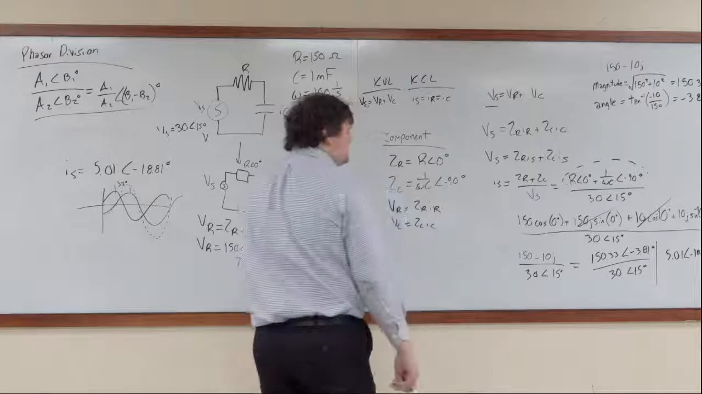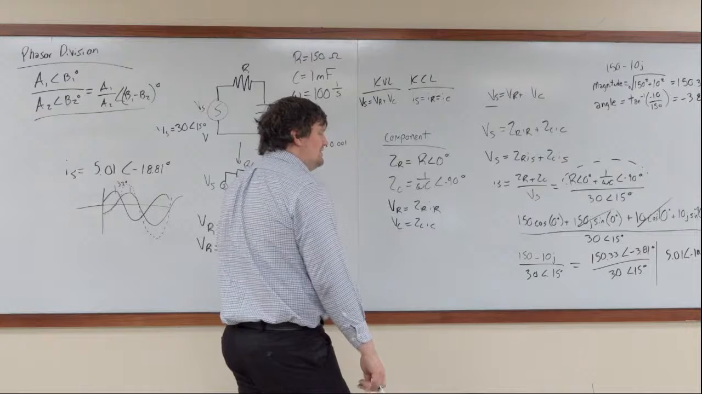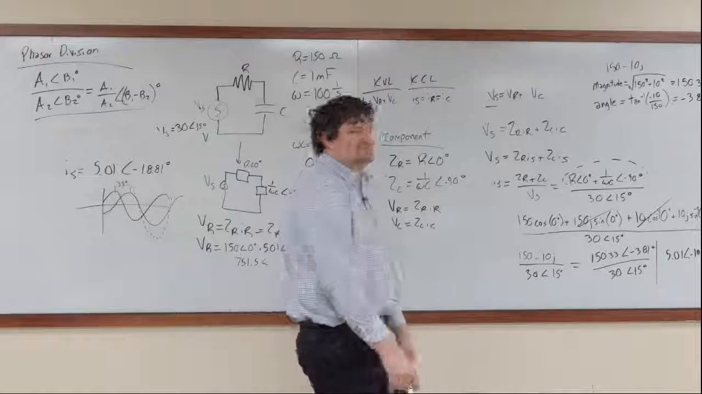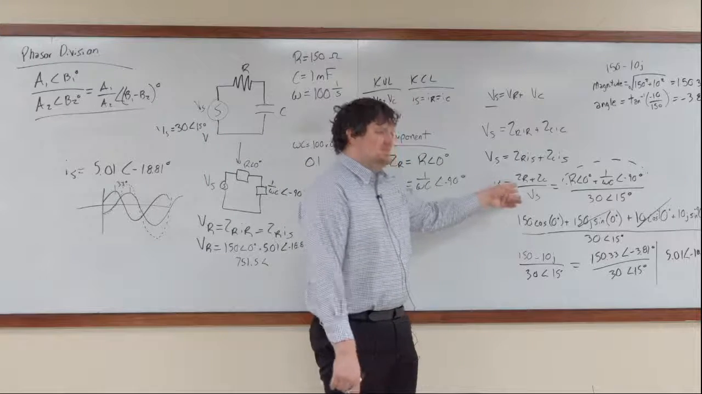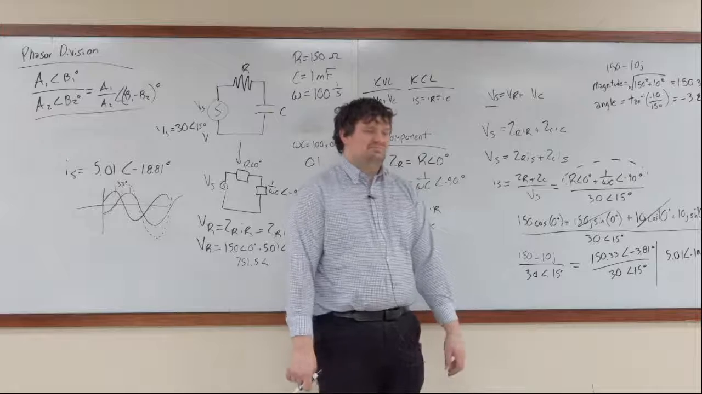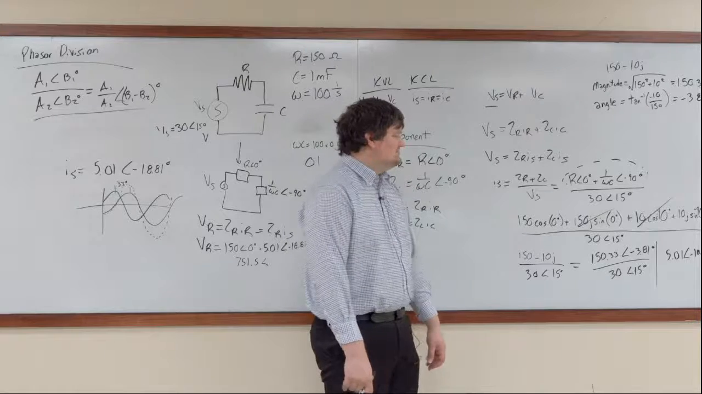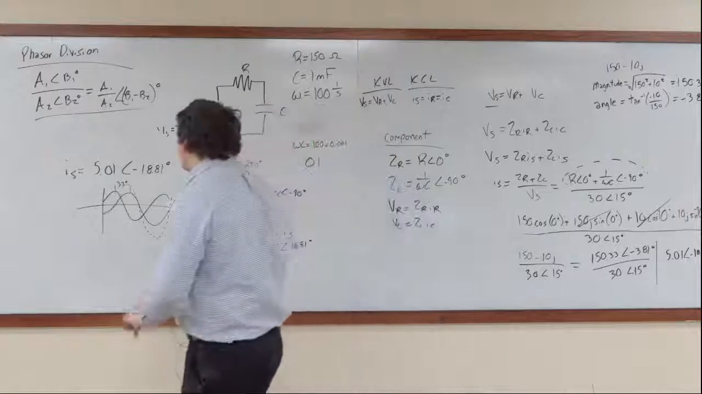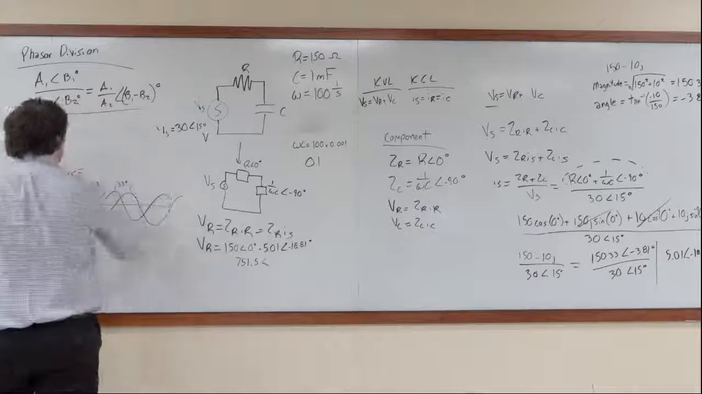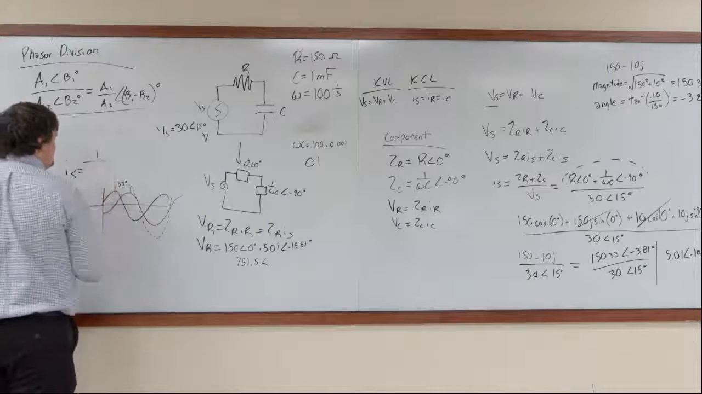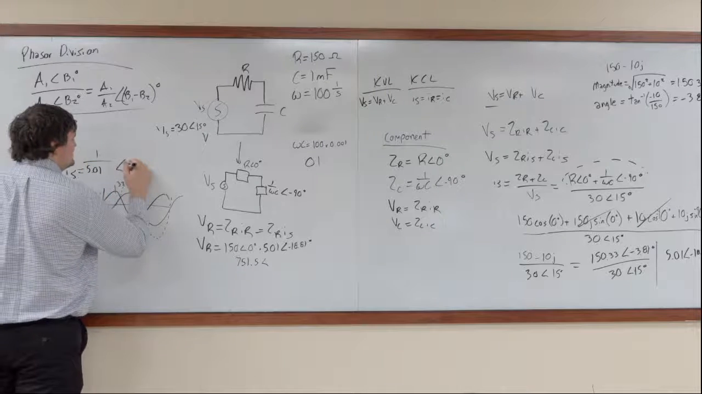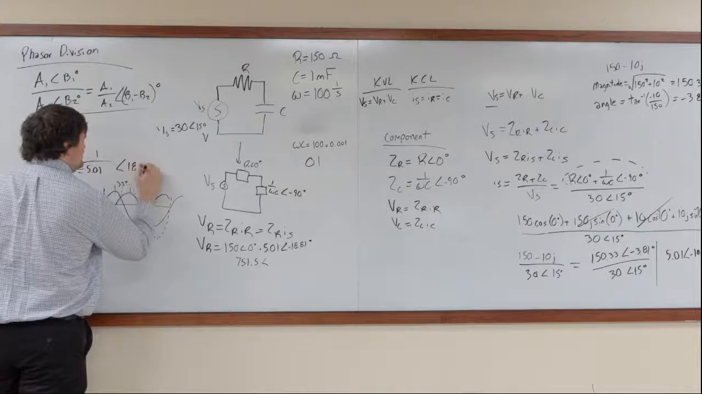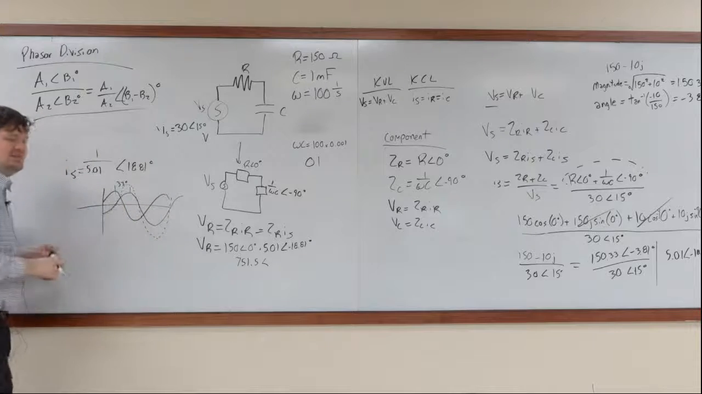Oh, duh. I flipped these two. So really what it ends up being is that we just have to invert this. So it ends up being 1 over 5.01 at an angle of 18.81 degrees. My bad.